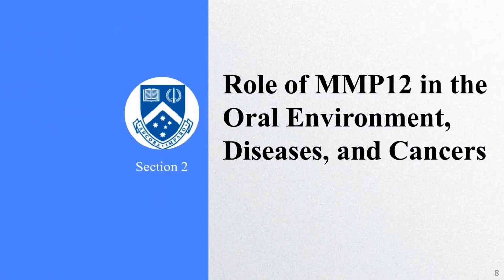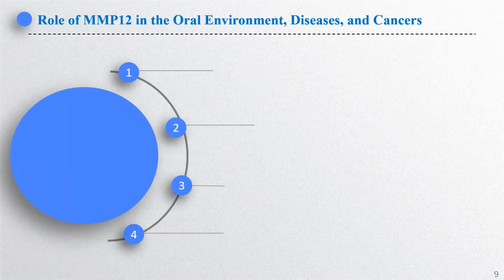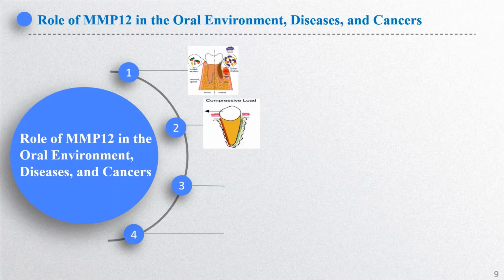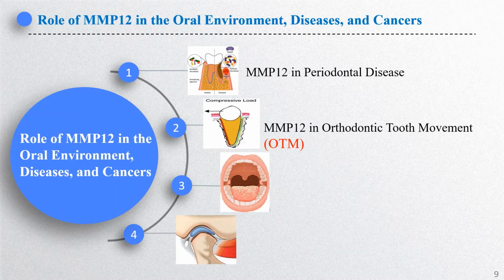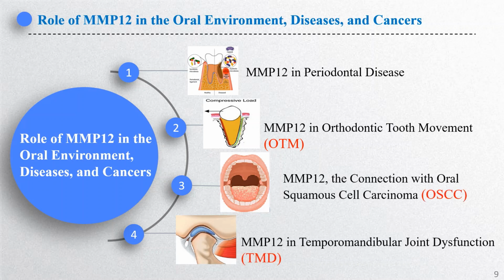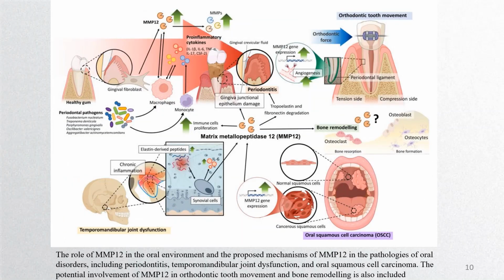Section 2 is about the role of MP12 in the oral environment, diseases, and cancers. We discussed the topic from four parts: MP12 in periodontal disease, orthodontic tooth movement, the connection with oral squamous cell carcinoma, and temporomandibular joint dysfunction. We summarize the role of MP12 in the oral environment and the proposed mechanism of MP12 in the pathology of oral disorders, including periodontitis, TMD, OSCC, and OTM.